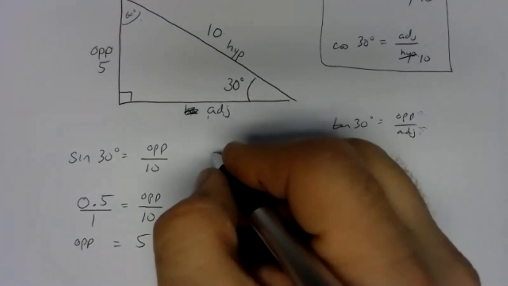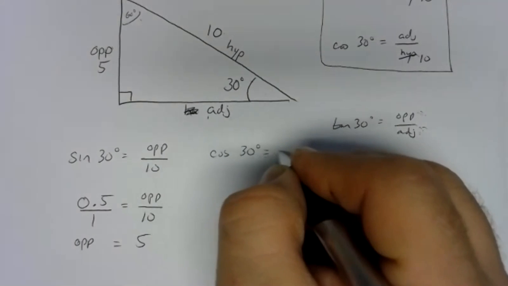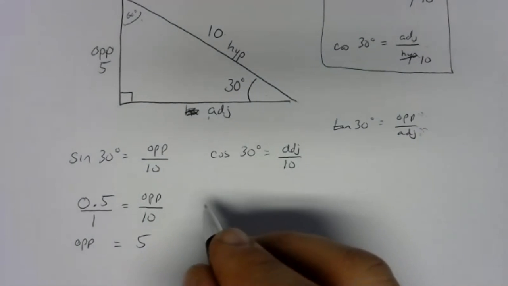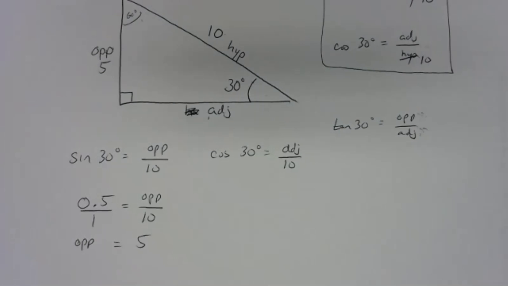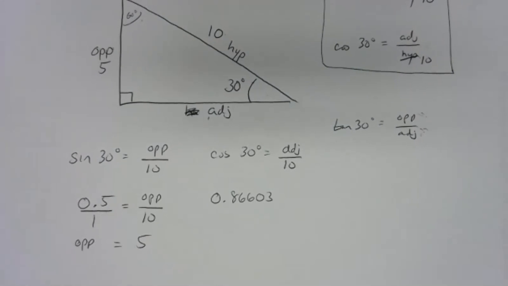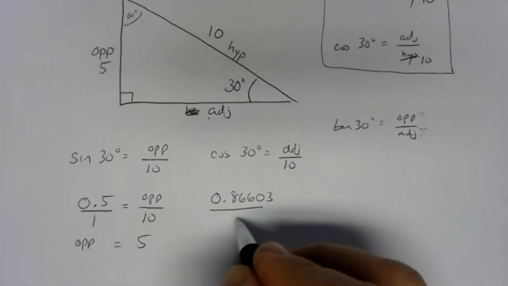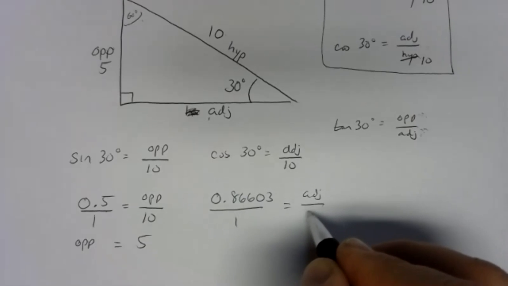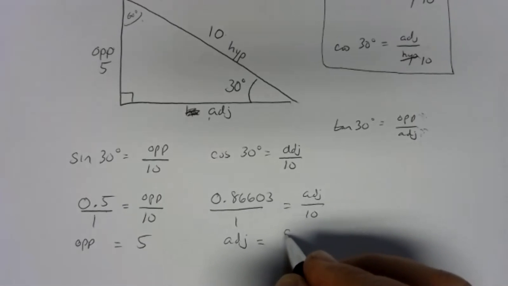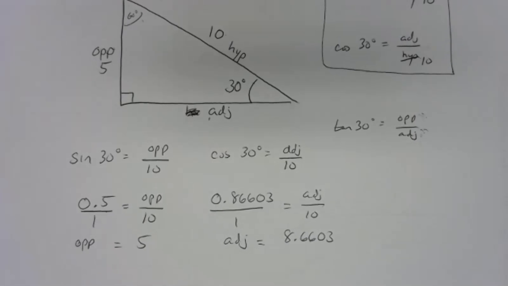We can do the same thing for cosine. For the adjacent side, we have cosine of 30 is adjacent over 10. If we go to the calculator, let's practice some sig fig work from last time. Let's keep 5 sig figs here. So if I key in cosine of 30, I'm not going to get as nice a number as 0.5. I'm going to get 0.86603 to 5 sig figs. Now that's adjacent over 10. So if I cross multiply, it looks like my adjacent side is 8.6603.